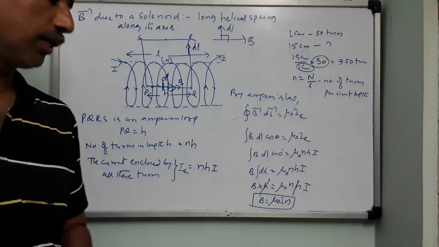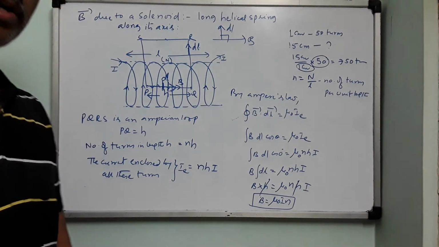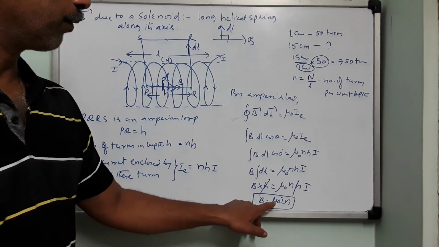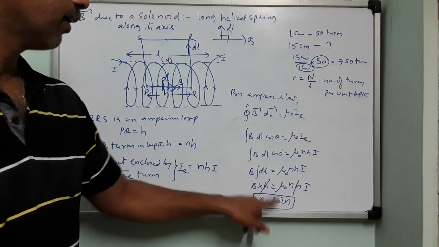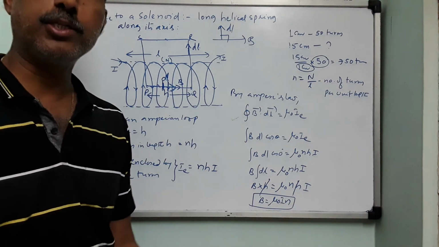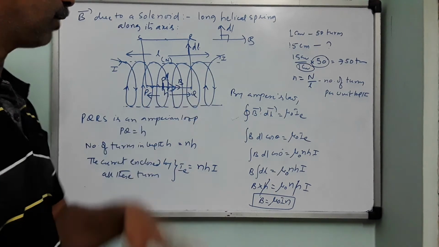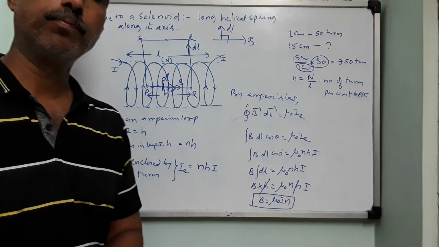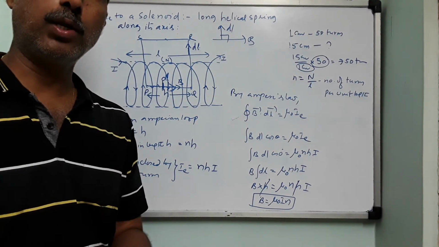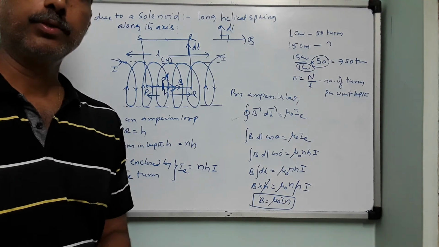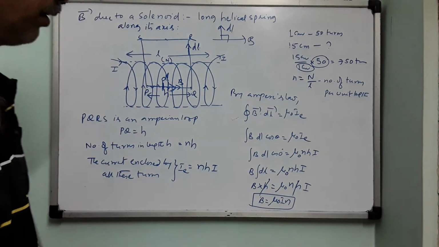Observe the equation very carefully, children. There is no distance factor involved in this, no small r or capital R. Four pi into 10 power minus 7 is a constant. I, suppose 10 ampere or 5 ampere, is constant for a given situation. n is the number of turns per unit length. In every 1 centimeter there are 50 turns, that will remain the same. Therefore, a solenoid produces a magnetic field with uniformity along its axis. I repeat, the magnetic field produced by a solenoid along its axis is uniform. So in order to create uniform magnetic fields, generally we take solenoids and toroids.